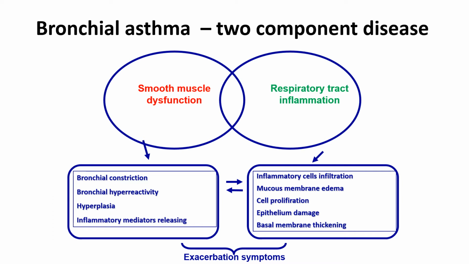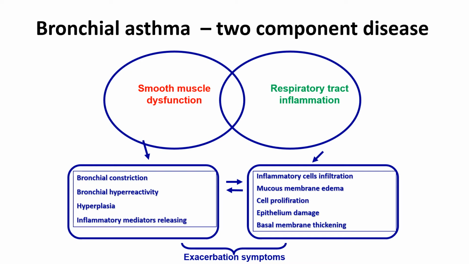And if I call it a two-component disease, it means that in one component we have smooth muscle dysfunction, which manifests as bronchoconstriction apart from bronchial hyperreactivity, and there is respiratory tract inflammation, which leads to inflammatory cell infiltration, mucous membrane edema, cell proliferation, epithelial damage, and basal membrane thickening. So overall, this is what is happening. Though you cannot separate it into separate compartments, and things will overlap here or there, for better understanding we need to understand that these are the two things mainly happening in bronchial asthma.